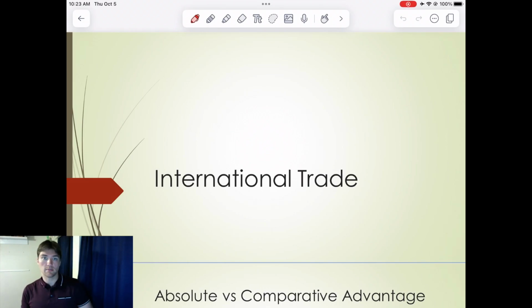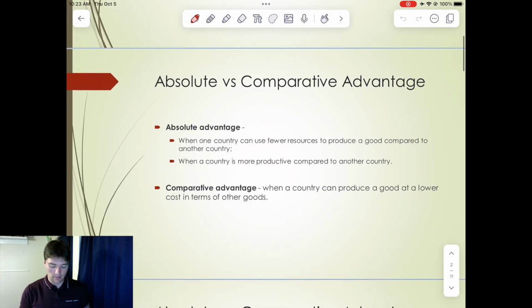Today we're going to be talking about international trade. So basically, we're going to be looking at when do two countries trade, when do two people trade, and why do they trade? Because maybe it's going to benefit them, or maybe they can get more things. So let's look at what's happening here.